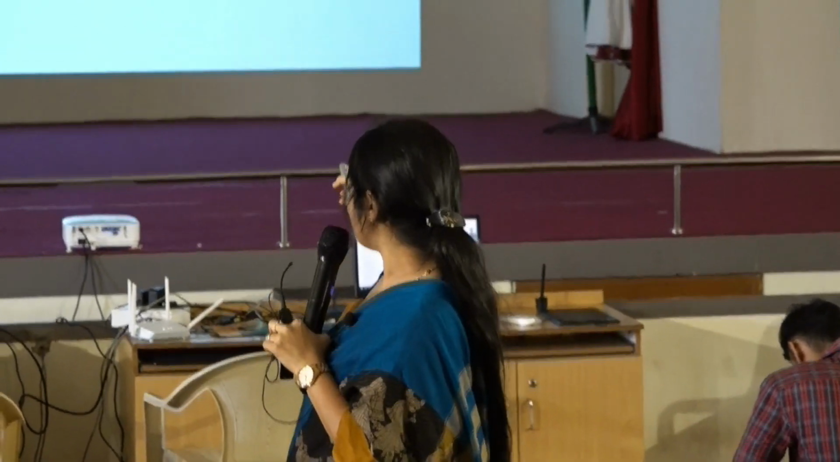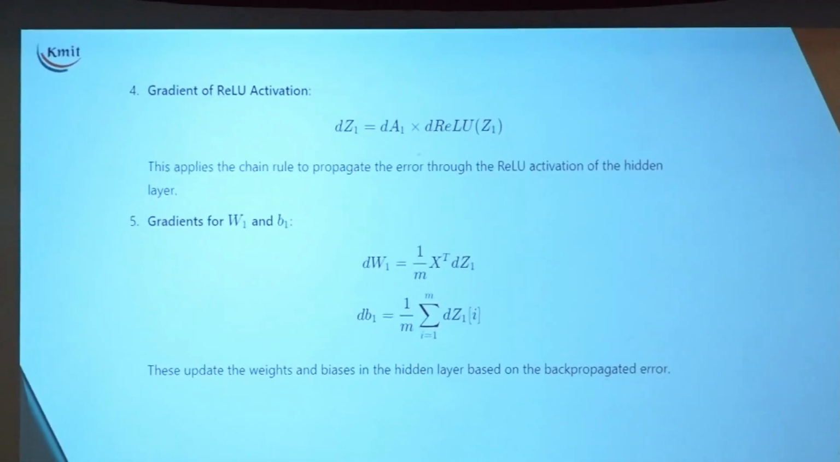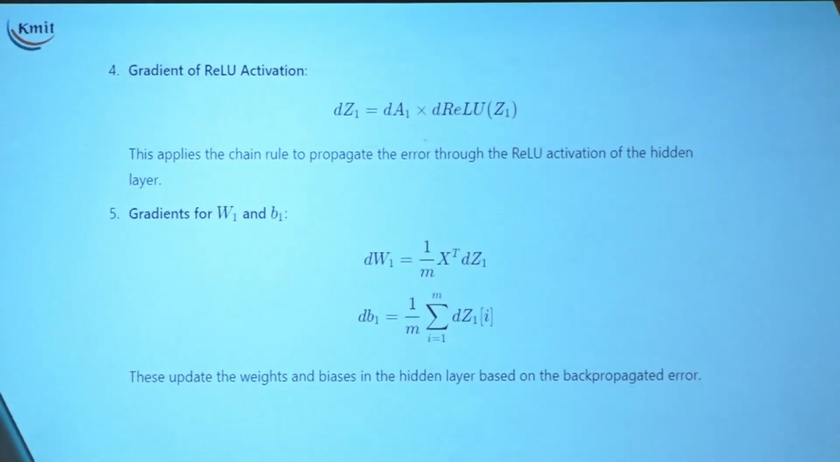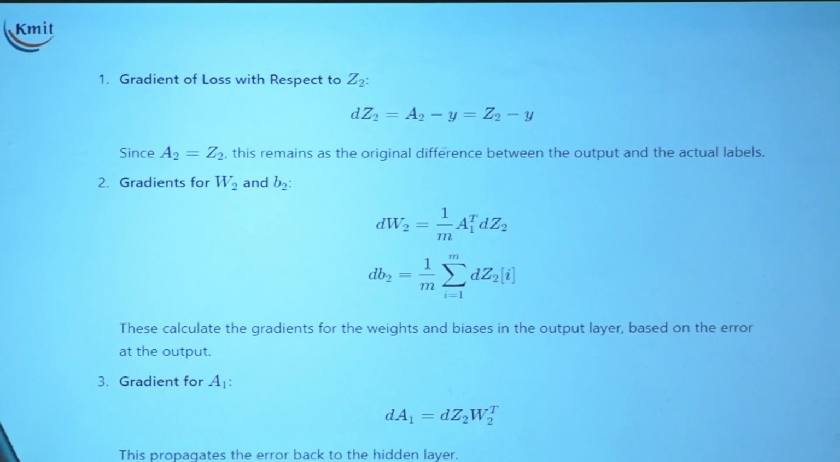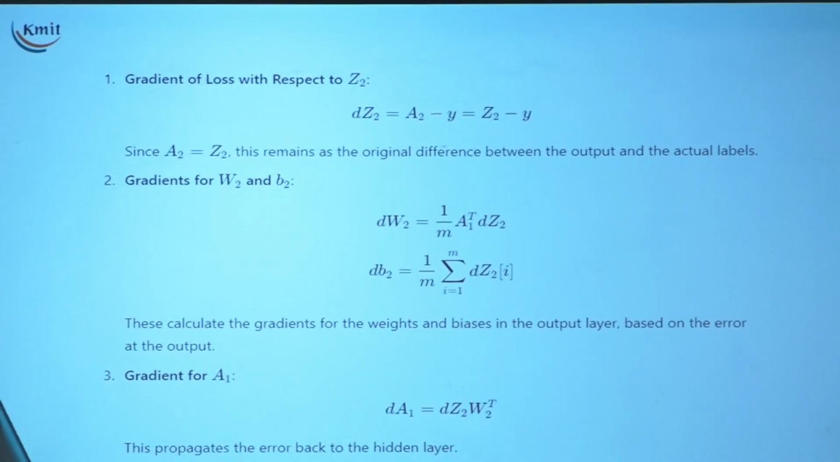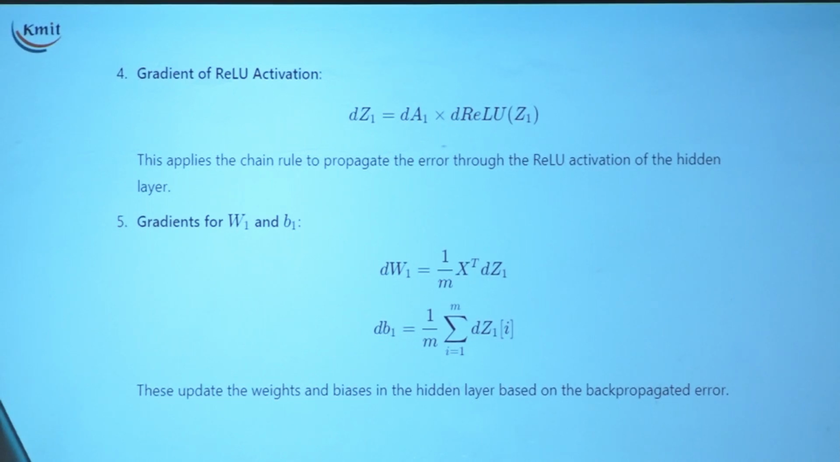Similarly, I'll calculate my gradient for A1. I'll calculate the derivative with respect to the ReLU activation function and then I'll repeat the same for W1 and B1. Now look at W1. I go for X transpose. Why am I taking X transpose? Because for W1 my input is what? X. When I talk about W2, W2 is taking input from A1, so I take A1 transpose there. Please make a note of this. For W2 the input is A1, whereas for W1 the input is X. Hence I take X transpose into dZ1.